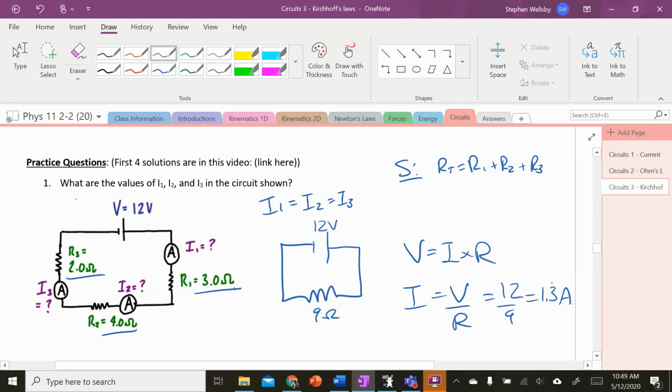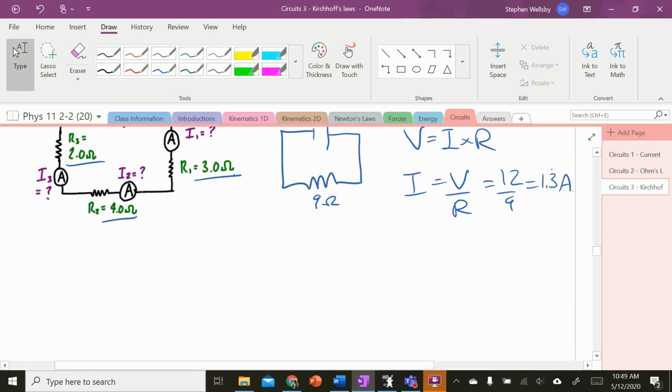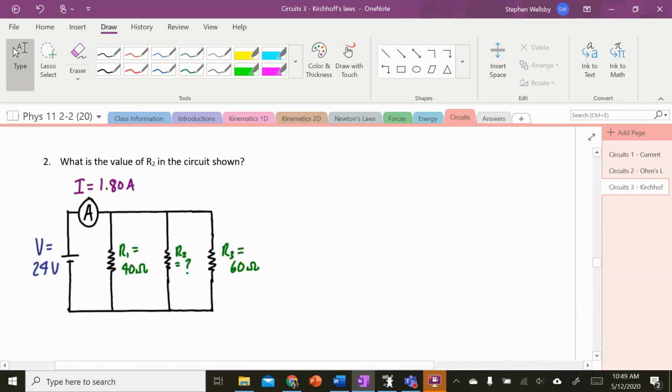All right, hopefully that makes sense. This is 4/3, 1.33. Okay, good. Let's look at number 2. What's the value of R2?